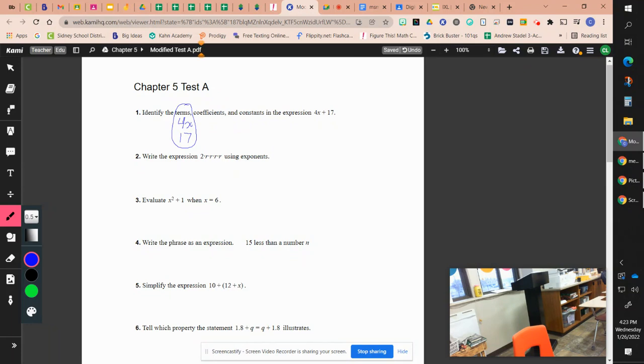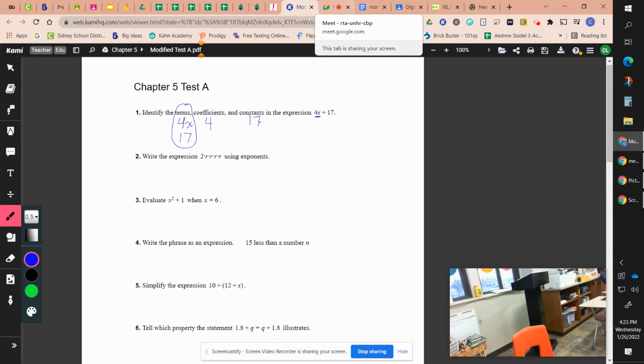The coefficient for the x, in this case, is just the 4, because that's the number hanging out with the letter. The coefficient means any number that has a letter, a variable, with it. The constant is 17. Okay, do you see where I wrote the 4 and the 17? Yay, so it is working. All right. Now number 2.